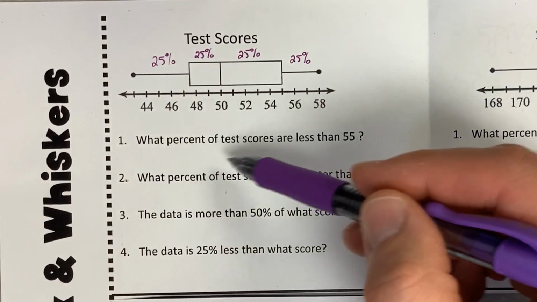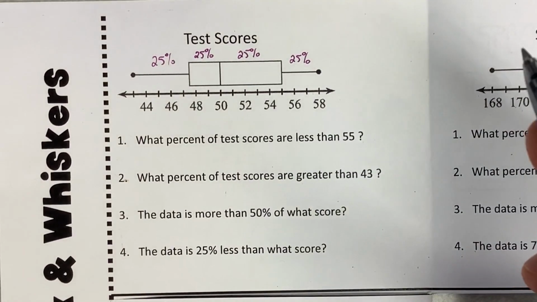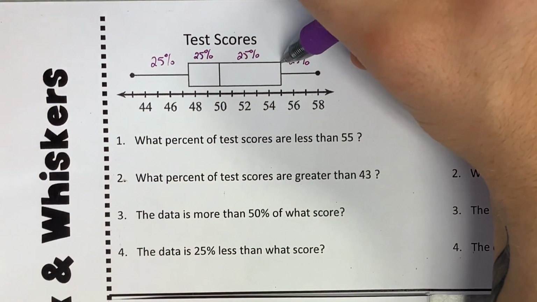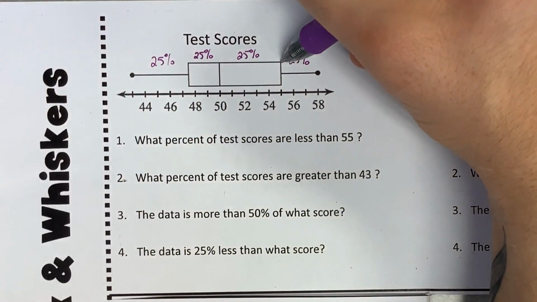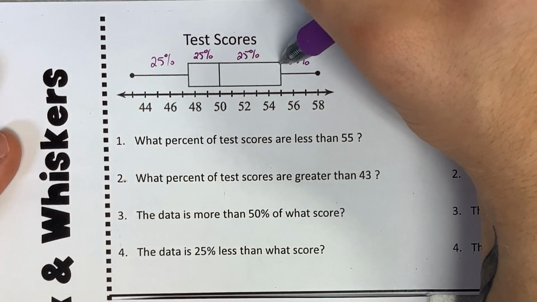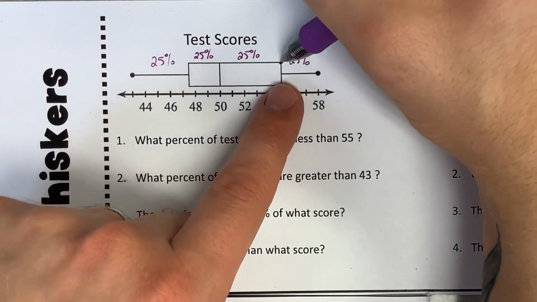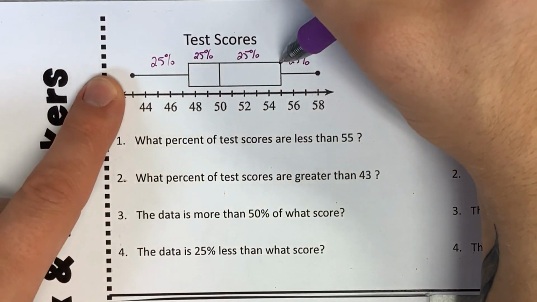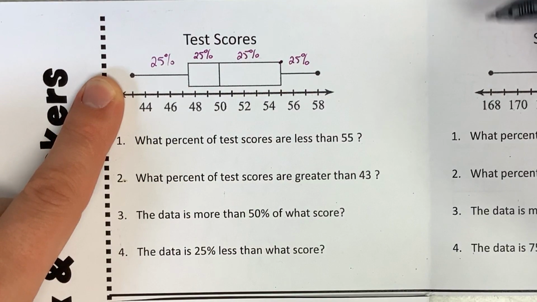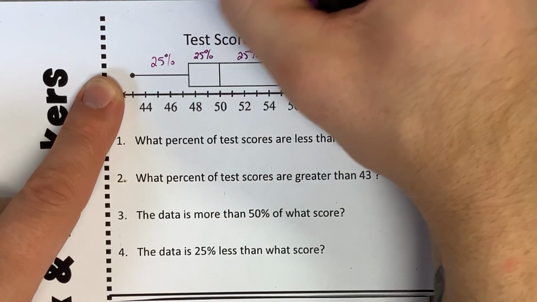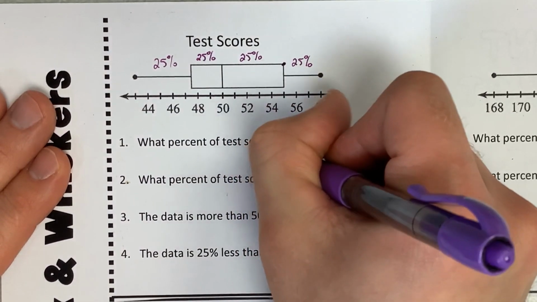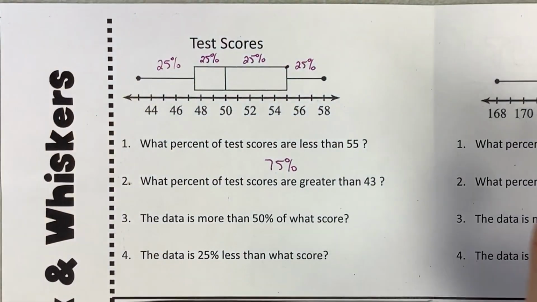What percent of test scores are less than 55? Well, first, let's find 55 on here. Here's 55, right here. It's saying what percent of scores are less than 55? Well, less than is going to the left. So let's see how far left I have to go here. To go from this side all the way to the end, I'm gonna go through 1, 2, 3 of these 25%, right? So I'm going to just add all those together. 25, 50, 75. So 75% of the scores are less than 55.